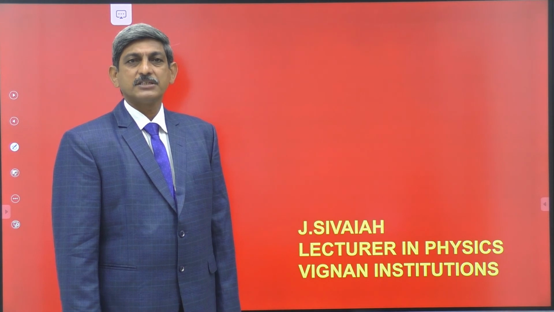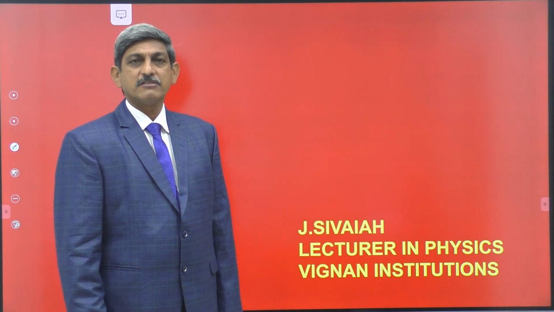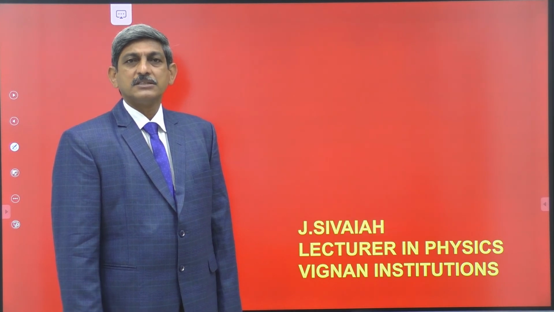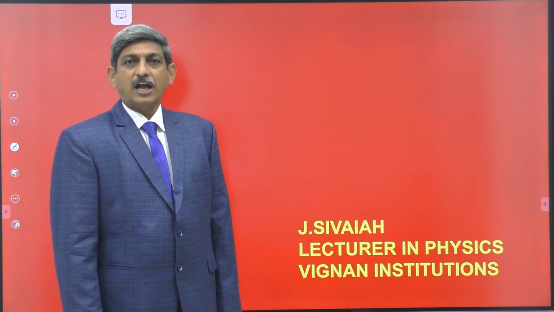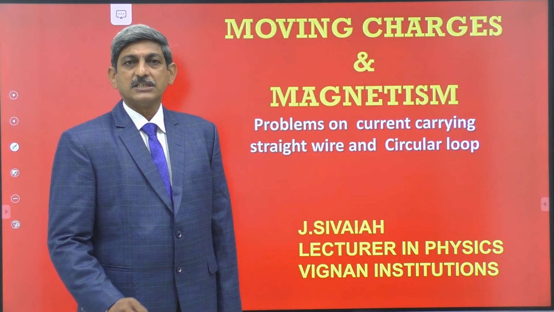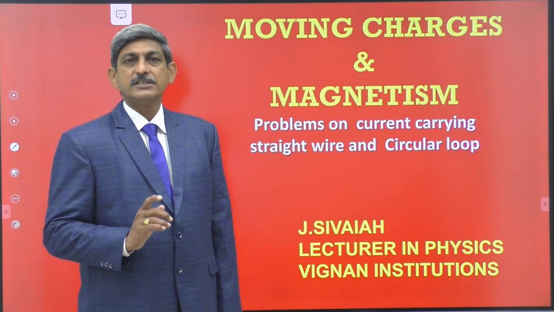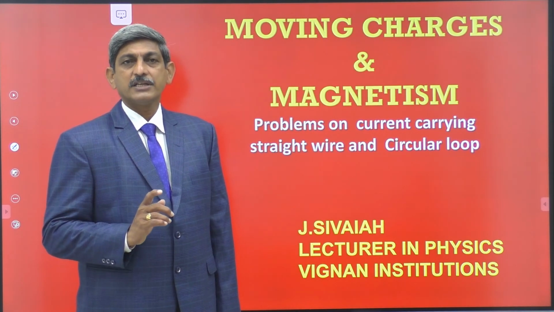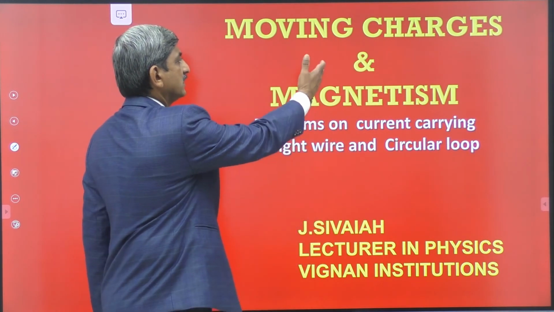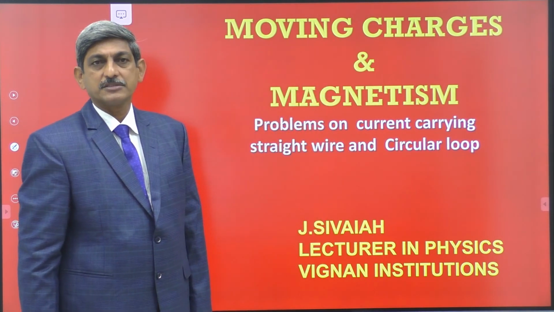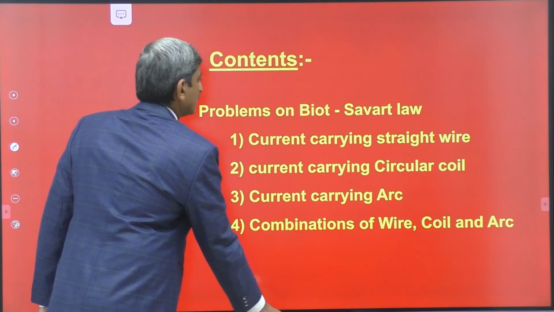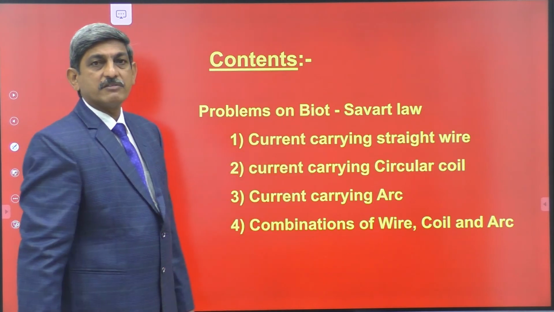In the previous session, I explained the Biot-Savart's law and the applications of the Biot-Savart's law. In this session, I am going to explain the problems based on the Biot-Savart's law, that is the magnetic field produced by the current carrying straight wire, current carrying circular coil and the arc in the lesson moving charges and magnetism. Okay? The contents of today's session are problems based on the Biot-Savart's law.